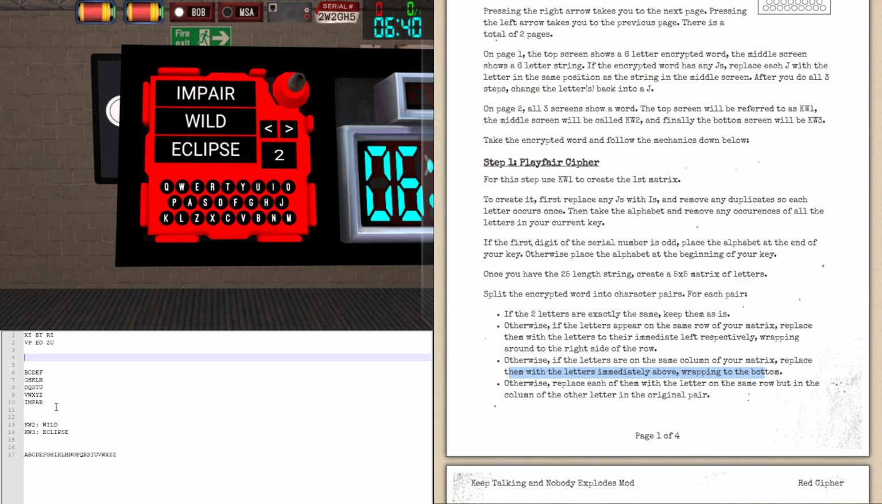And now, if they were exactly the same, such as two E's or two F's, doesn't matter. If they were exactly the same, you would just keep them as is. So you wouldn't change them at all. So 2 G's would still be 2 G's. And that is Playfair cipher.